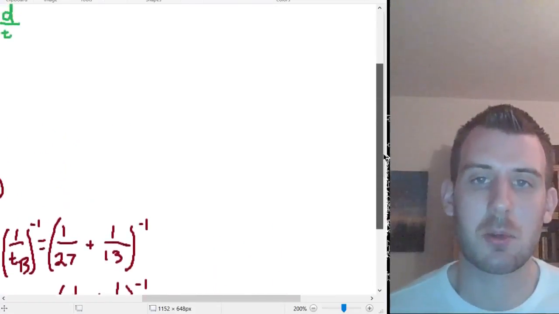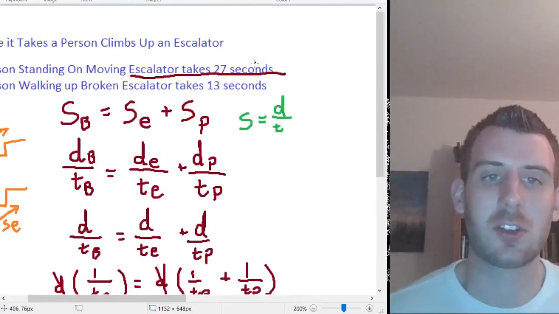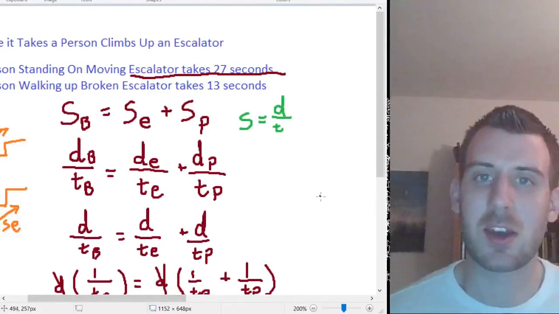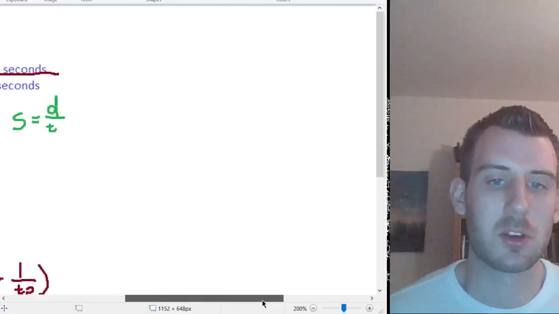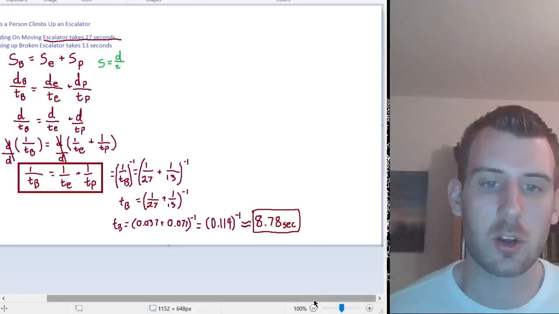And then let's go to the top and make sure that that makes sense. 8.78 seconds is less than it took just the escalator and less than it took the person alone. I think it passes the gut check. So that's the answer that I'm going to submit to my teacher, and that's the work that I'm going to show. Let me zoom out so you can have this for your notes.